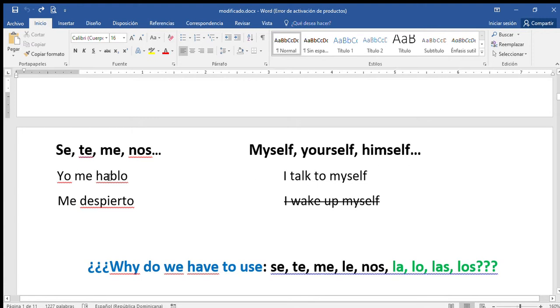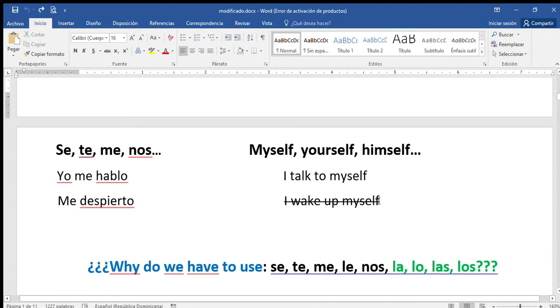Now, when you say "yo me hablo" in Spanish, you can translate it to English and say "I talk to myself". You can say "I talk to myself" in English and translate it to Spanish. It's okay. But when you say "me despierto" in Spanish, you shouldn't translate it to English saying "I wake up myself", because in English you don't usually say that. You could say it, but it's not usual. We just say "I wake up".